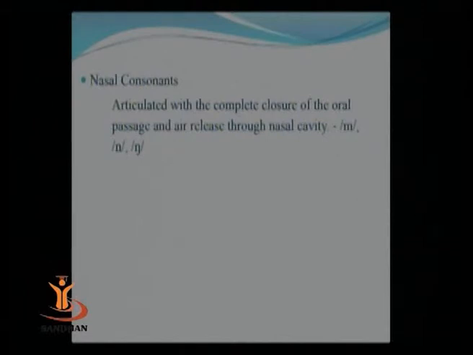For ang, the back part of the tongue touches the soft palate and blocks the oral passage. That connection blocks the oral passage, but air releases through the nasal cavity, and due to that, the sound is heard. They are ma, na, ang. These three sounds in English consonants are known as nasal sounds.